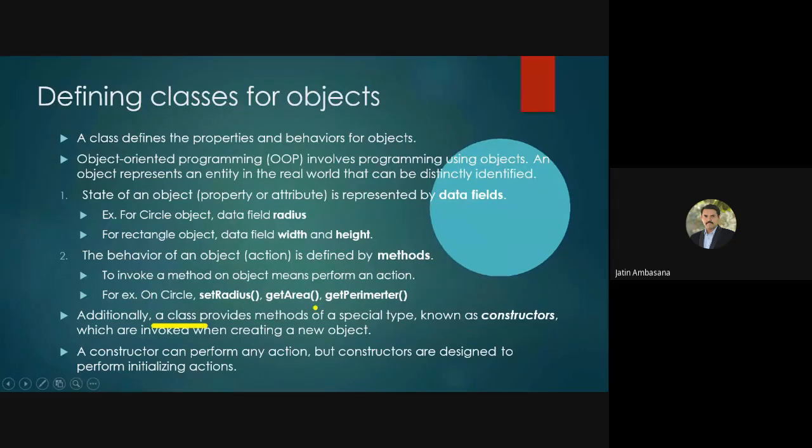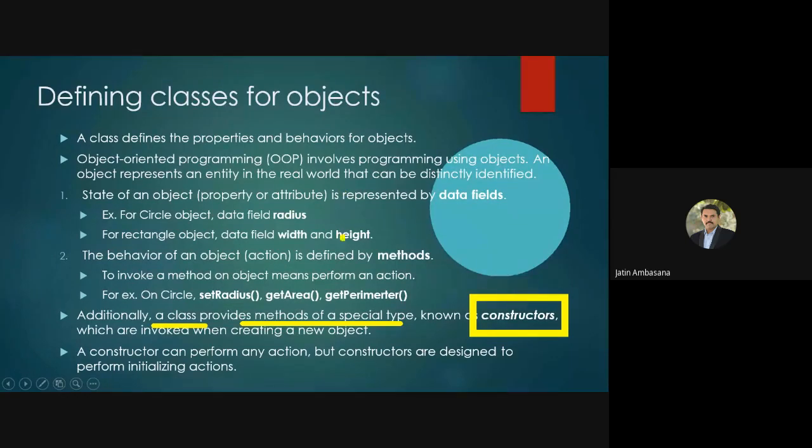Okay, and additionally, a class provides a special type of method that is called the constructor. This is very, very important. This constructor helps you define what will be the state of the object when it is initially created. When the object is created for the first time, what will be its state? That is defined with the help of the constructor.